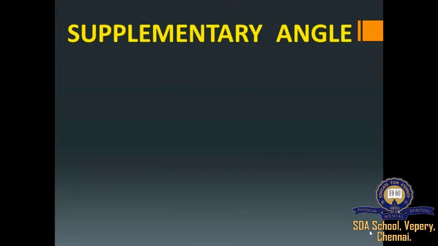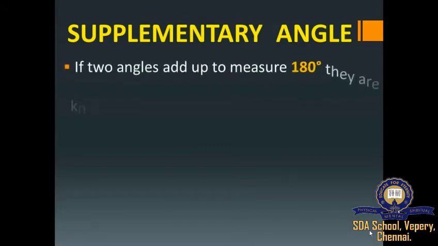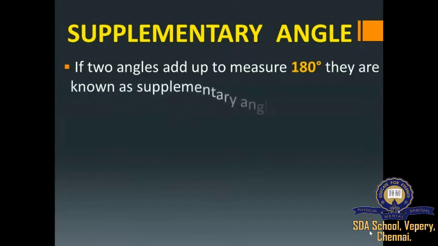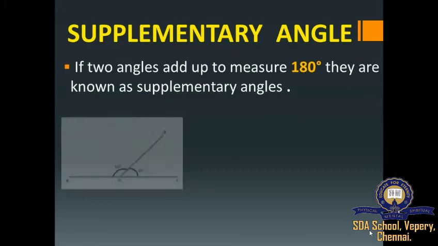Now we'll move on to the last type of angle, which is the supplementary angle. When two angles add up to measure 180 degrees, they are known as supplementary angles. So what are supplementary angles? Two angles are said to be supplementary to each other if they add up to 180 degrees.